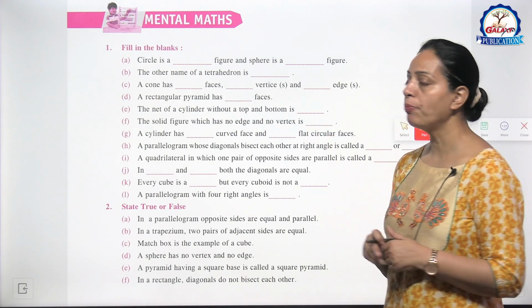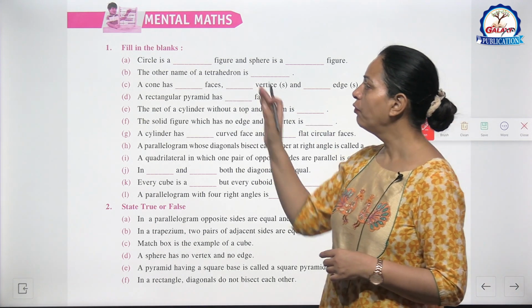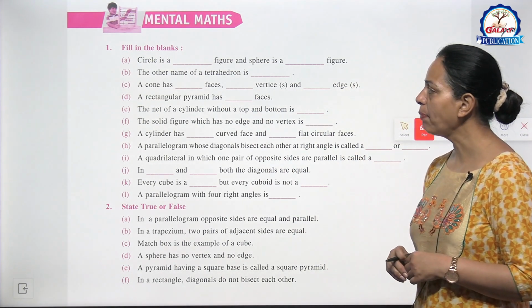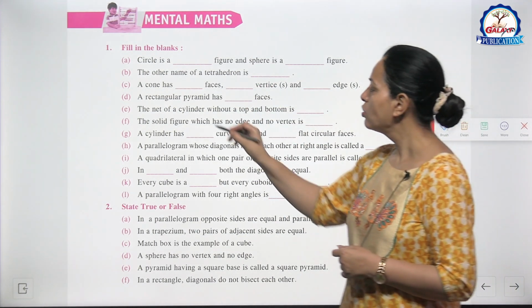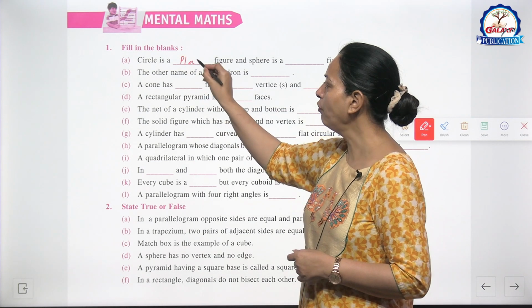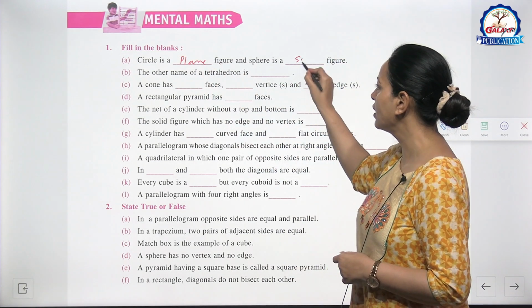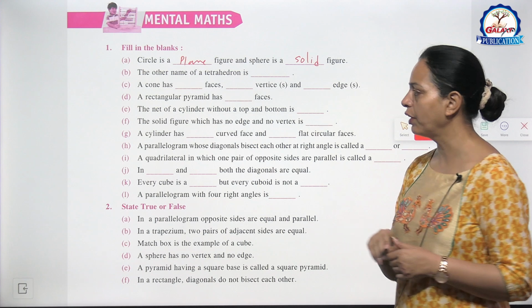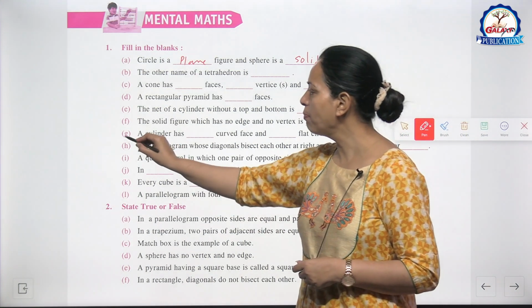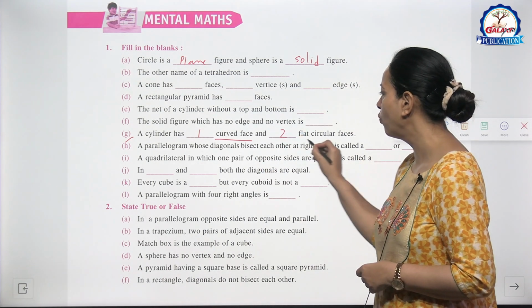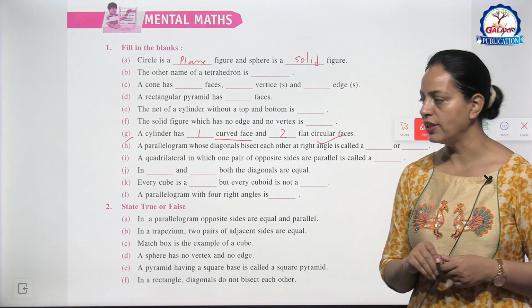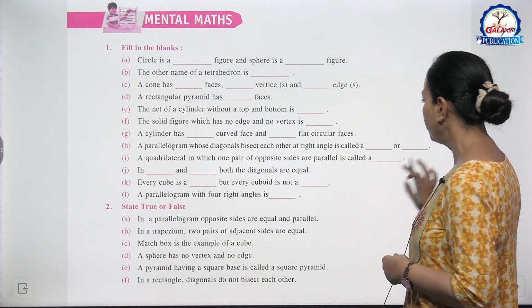Now we are coming to mental maths. Question number 1, filling the blanks. Like A part, circle is a dash figure and sphere is a dash figure. So circle is a plain figure and sphere is a solid figure. Okay, like here G part, a cylinder has 1 curved face and 2 flat circular faces. Similarly you can try remaining parts.